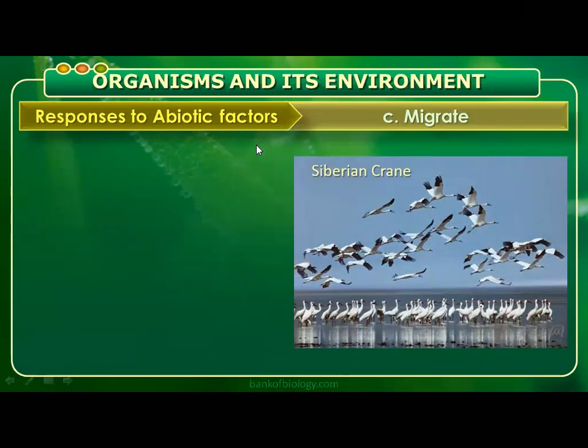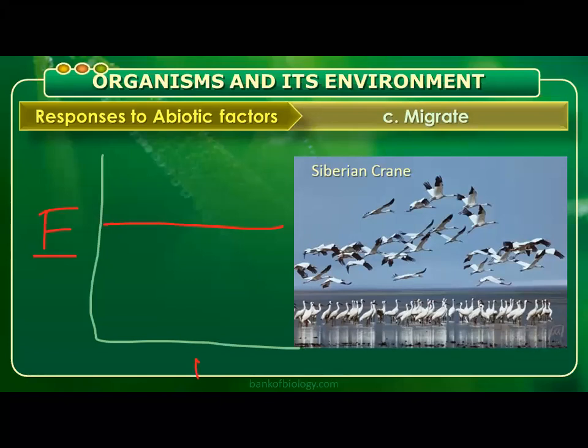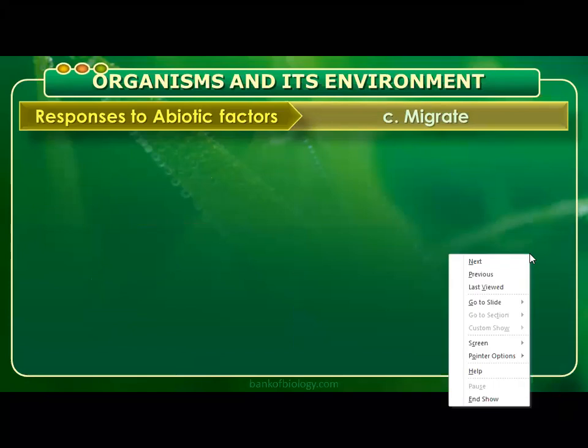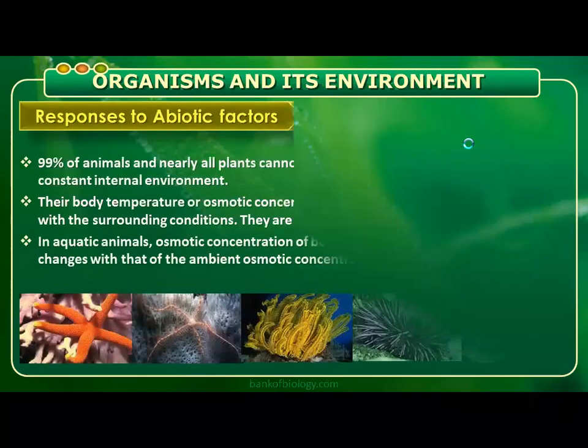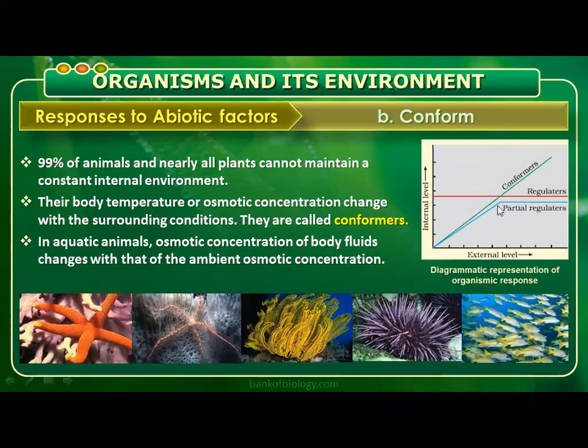The graph which explains the partial regulator, let me show you once here. We said regulator means constant body temperature, irrespective of both external level and internal level. Next, we just talked about conformers, where changes in the external level bring changes in the internal level. Now, the partial regulator allows the temperature to change up to a certain point, and after that they maintain the body temperature constant. See that graph. The graph will come in examination. The blue line is the partial regulator.